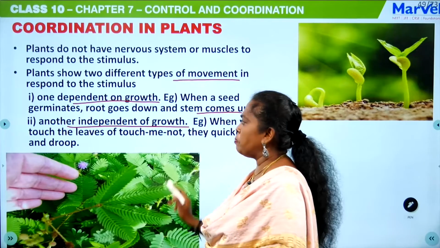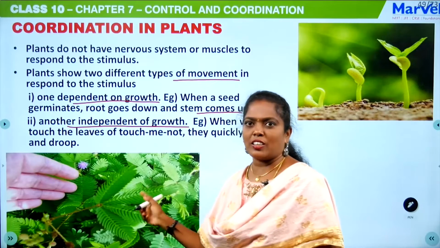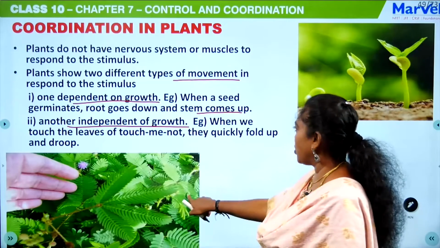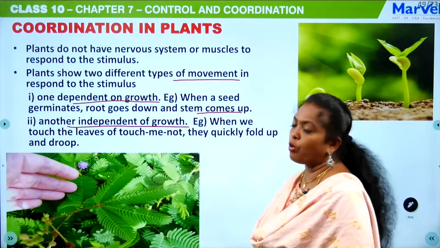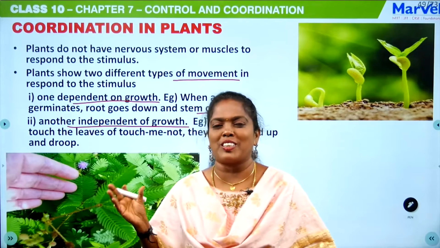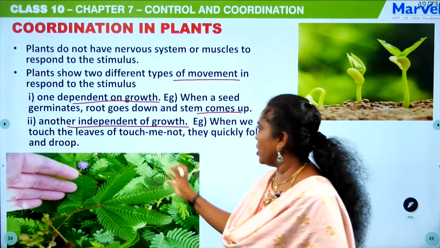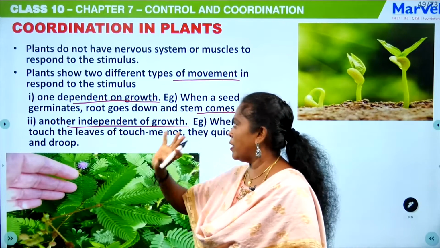Another is independent of growth. This has nothing to do with growth. Have you touched a touch-me-not plant? When you touch it, it will quickly fold up and droop. That kind of movement is nothing related to growth. So there are two types: dependent on growth and independent of growth.